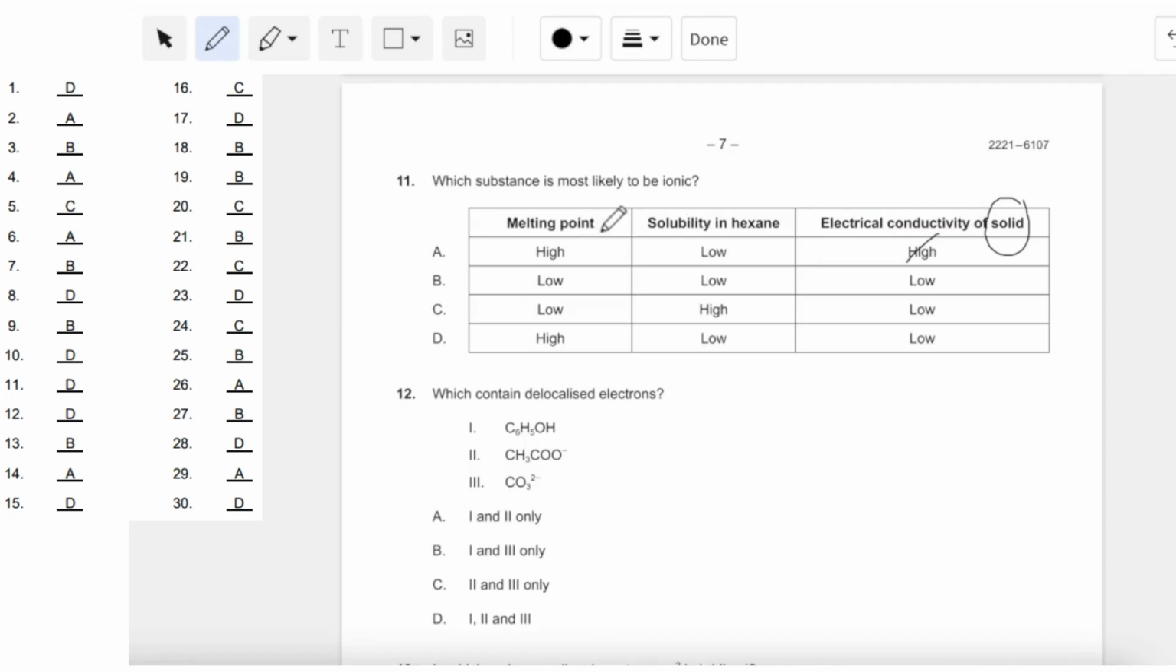What about melting point? The melting point of an ionic compound is high. And because hexane is an organic solvent, the solubility of an ionic compound will be low in hexane, because hexane is non-polar. Polar does not dissolve in non-polar, so obviously the solubility will be low. So the answer will be D.